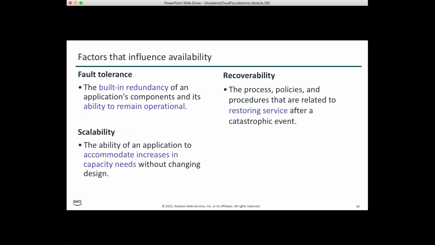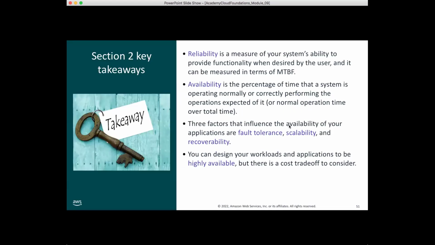Recoverability is the ability to restore service quickly and without loss of data or traffic, whatever it is, if a disaster makes components or services unavailable, right? Or something happened that destroyed the data after a catastrophic event, right?